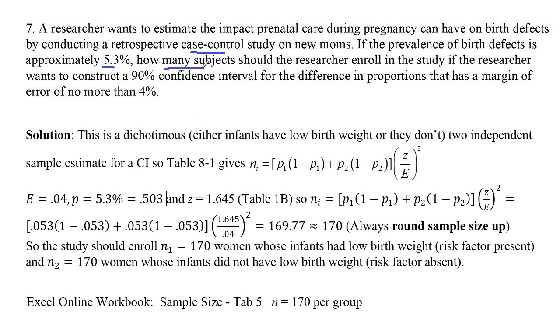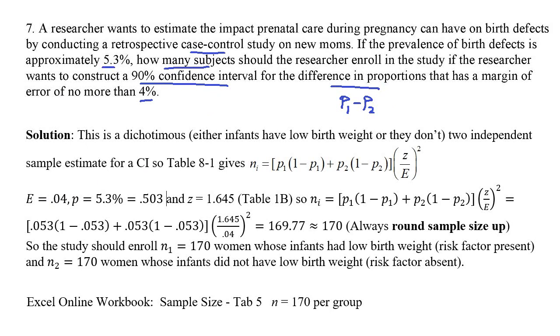How many subjects, so we want sample size, should the researcher enroll in the study if they want to construct a 90% confidence interval for the difference in proportions, so that's going to be P1 minus P2, that has a margin of error no more than 4%. So our E is 0.04, 4%.